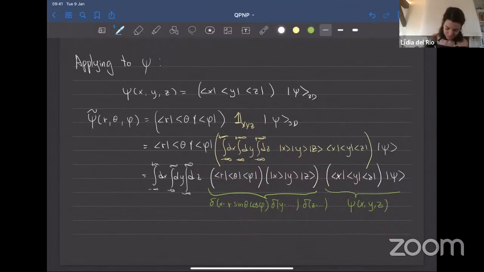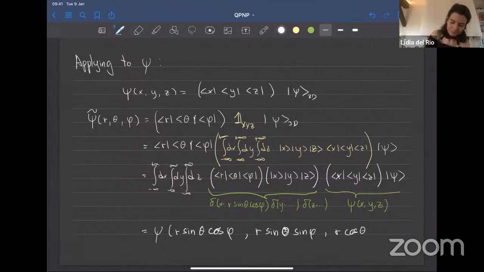So what went up is R sine theta cosine phi, R sine theta sine phi, and R cosine theta, where this is our x, y, z.